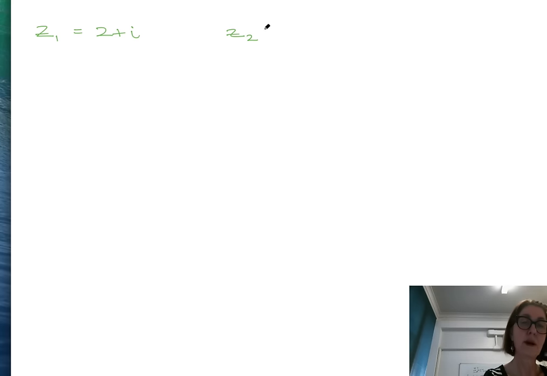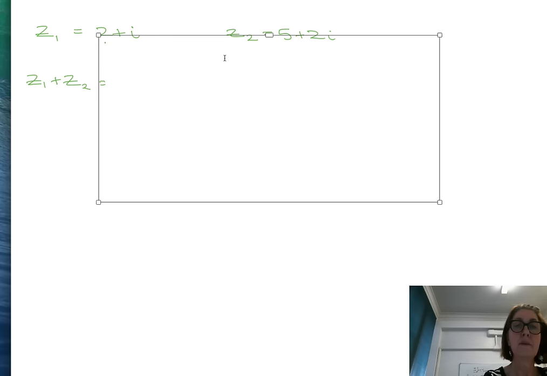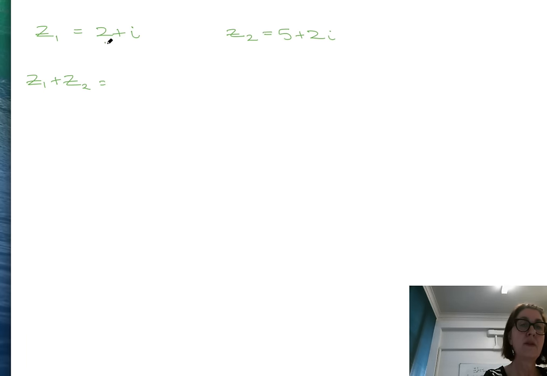So let's just go to a blank page so we can do an example of that. I'm going to start off with my complex number Z1 being 2 plus I, and my second complex number is going to be 5 plus 2I, and according to my rule, I take Z1 plus Z2 by adding the real parts together. So this is 2 plus, oops, I wrote a Z rather than a 2.